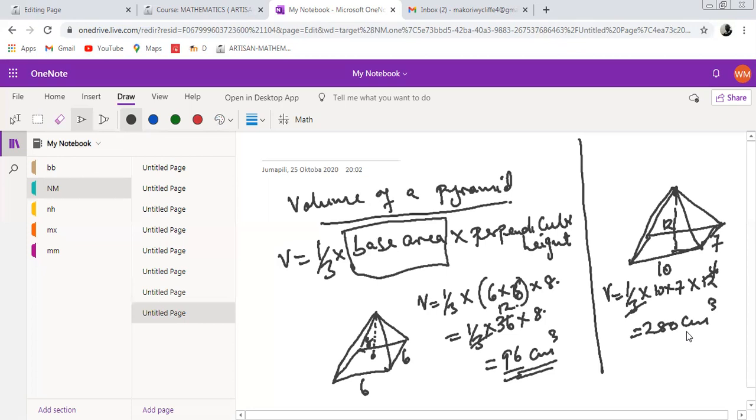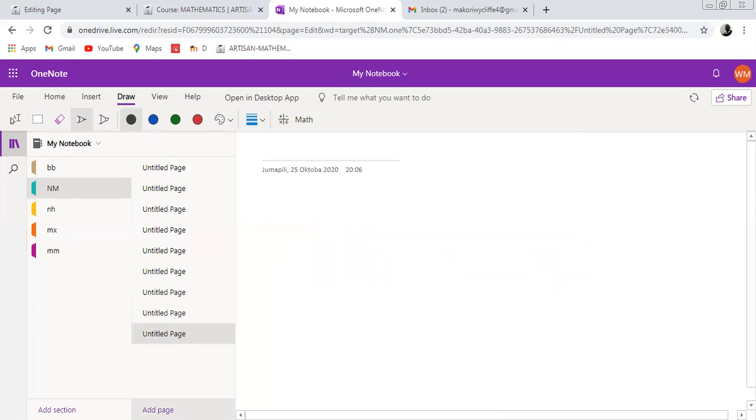But more often, you can be given a pyramid where the perpendicular height is not given. You can be given a pyramid that has this dimension.